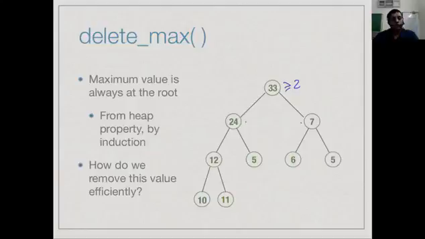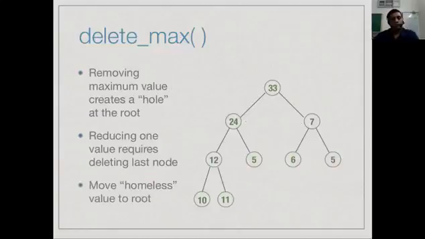So now the question is, if the maximum value is at the root, how do we remove it from the tree efficiently? Let's say we remove the maximum value. Then this leaves us with a hole. We don't have any value at the root now. At the same time, because we have removed the value, we have reduced the number of values in the tree by 1. But we said that the structure of the tree is fixed. If we reduce by 1, we cannot remove the root. We must remove the last node going in this left to right, top to bottom order. So we must in fact remove the node here. This node has to go.